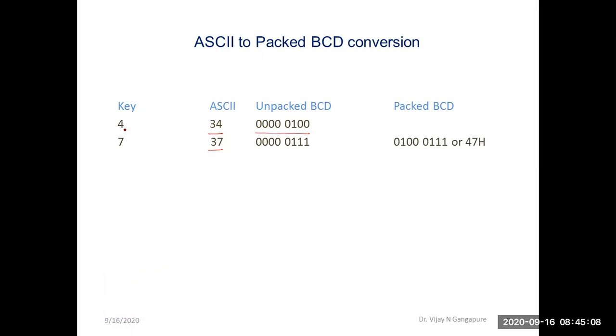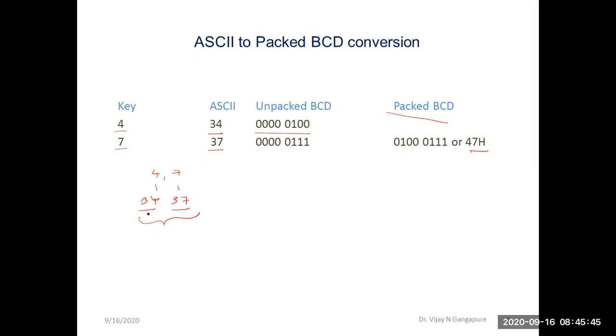Its unpacked BCD conversion is 00000100, and for key number 7, its unpacked BCD is 00000111. Ultimately, what we want is 47 if the 4 and 7 keys are pressed. The ASCII code of 4 is 34 and the ASCII code of 7 is 37, so we have got 34 and 37. We have to convert these ASCII codes to packed BCD.